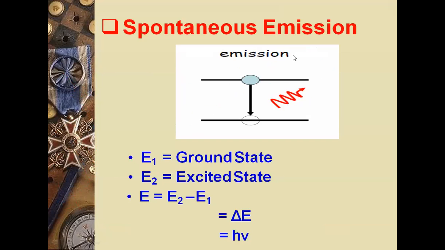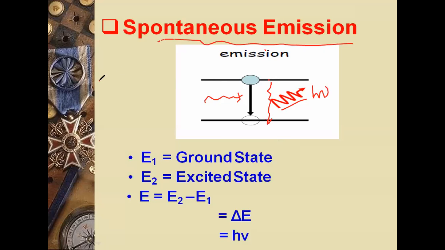So now what is going on? Emission, spontaneous emission. Now absorption is over. Absorption means it took the photons, right? When it comes back to the ground state, it emits the photon. So that is called spontaneous emission.